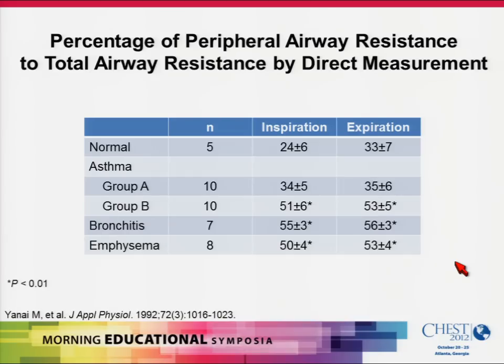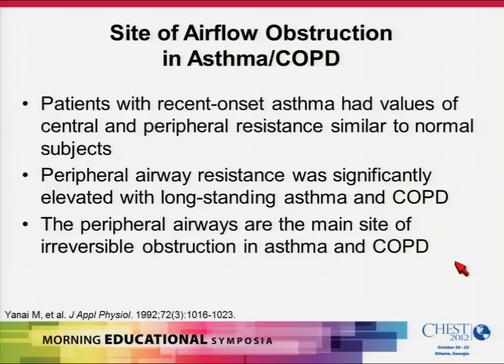Well, they showed us that the percentage of peripheral airway resistance compared to total airway resistance was relatively normal in the asthmatics, this group A, who didn't really have much in the way of airflow obstruction. As you can see, it was slightly elevated, but clearly way out of the range of both asthmatics chronic and the bronchitis and emphysema, the COPD group. Both in inspiration and expiration, it was done, suggesting that these asthmatics with longstanding airflow obstruction had not only total increased airway resistance, but this resistance was in the peripheral airways.